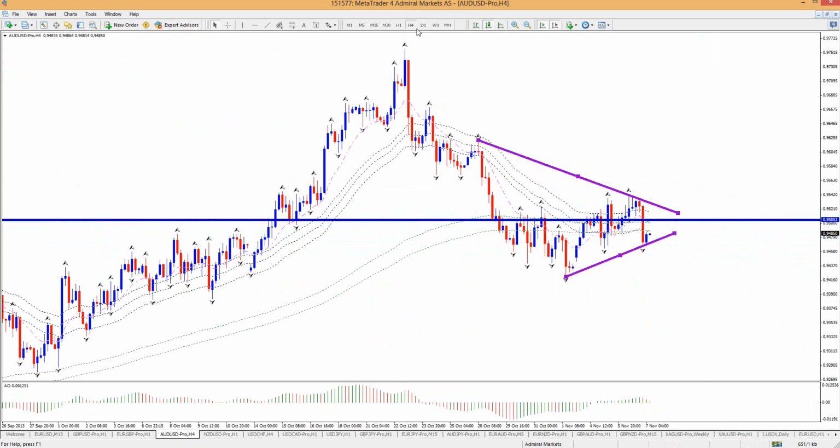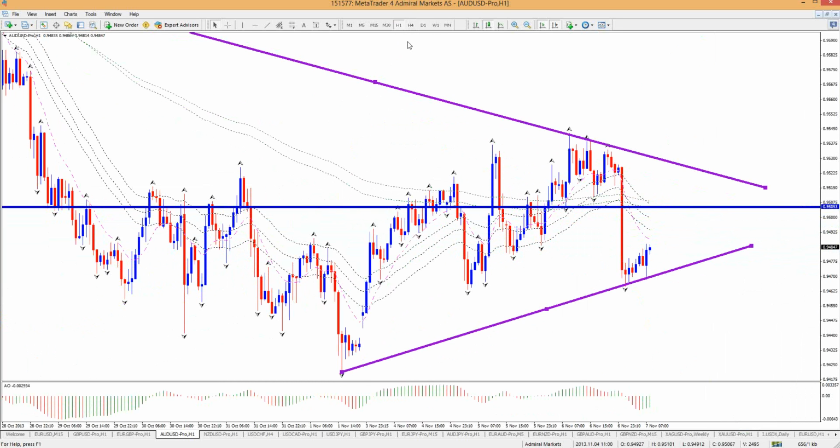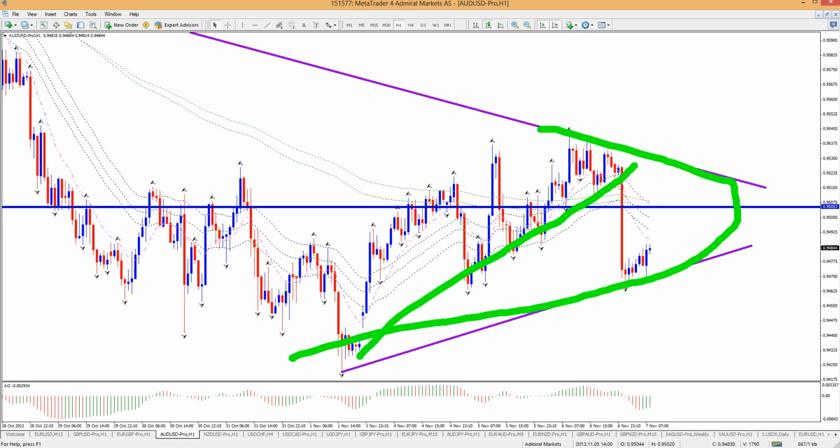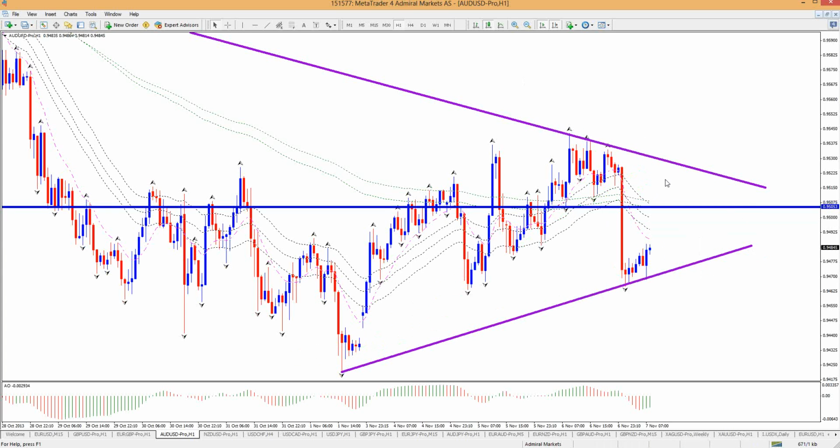Let's take a look at the 4-hour chart. You can see here everything is flat, so indecision in the 4-hour world, basically. And the 1-hour world is also quite a lot of indecision. I mean, we did have the break, but I would be very careful in this triangle.